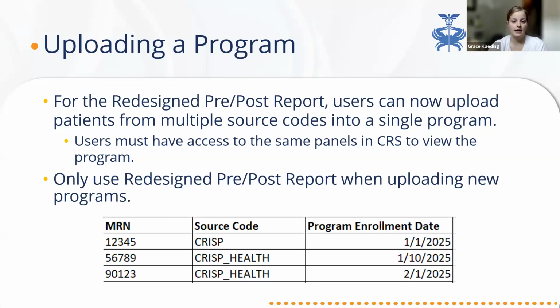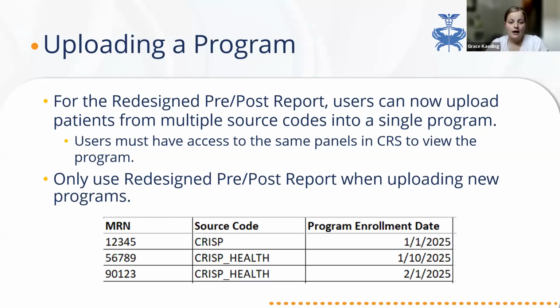So here in this example, I have CRISP as a source code and CRISP Health as a source code. MRN 12345 is associated with my CRISP panel source code. The other two MRNs, 5, 6, 7, 8, 9, and then 90123 is associated with my CRISP Health source code. And so here I put in the program enrollment dates and I'm able to upload this into pre-post.